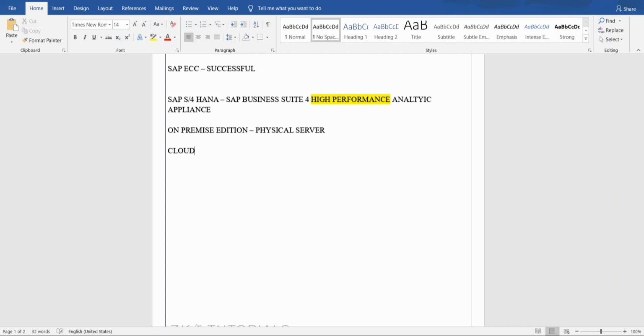Cloud edition means we'll be storing all our data in a cloud. But not only that, even the on-premise edition you can store in the cloud. Very simply, just understand the logic here. On-premise edition means it's a physical server, we are having the physical server in our area. But with the same on-premise edition, we are also able to store it in the cloud.